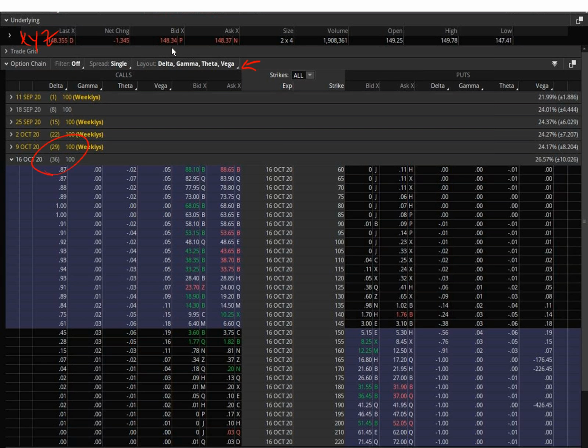And when we're looking at this, the underlying XYZ is trading at 148.34 or 148.35 last. So we'll just say it moved up by $1. So let's just say it moved to 149.35. So we can all say that that's a $1 move higher. So now we're trading at 149.35. That was a $1 move higher.